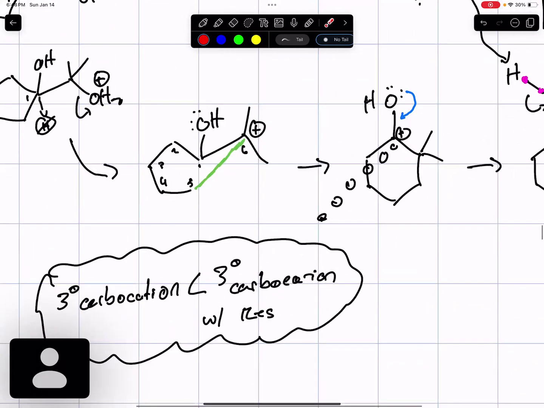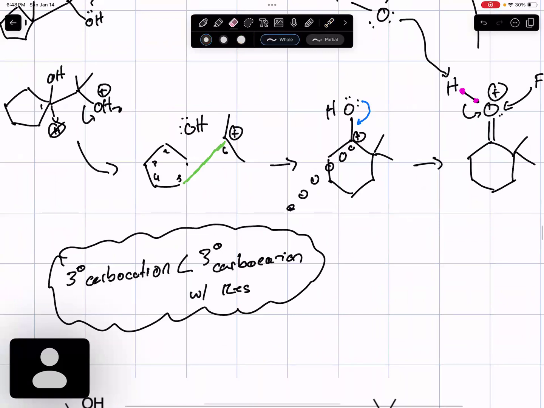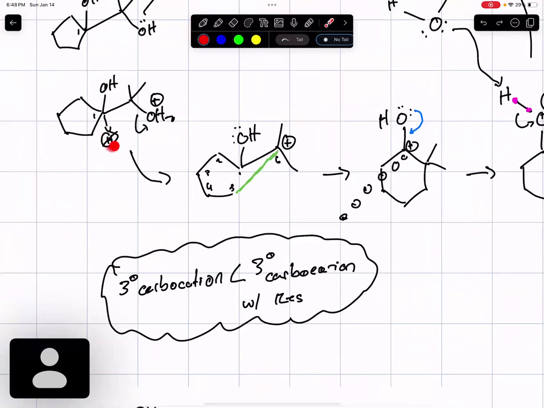Originally, we had this pentane ring where we had a bond between 1 and 5. And what we have to do to form a tertiary carbocation with resonance is break the bond between 1 and 5 and form a bond between 5 and 6, because that allows a positive charge to be formed at carbon number 1. Why is a positive charge formed at carbon number 1? It's because originally carbon number 1 didn't have any implied hydrogens.